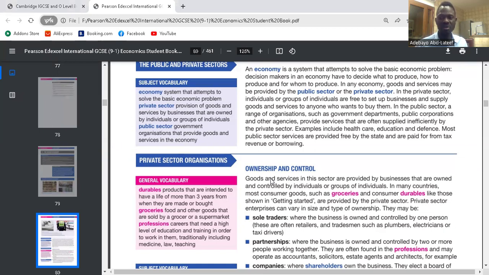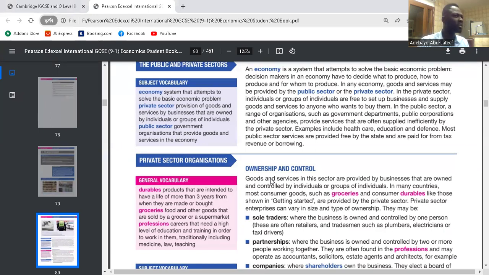Examples include healthcare, education, and defense. Most public sector services are provided free by states and paid for from tax revenue or government. So we said an economy is a system that is trying to solve the basic economic problem.